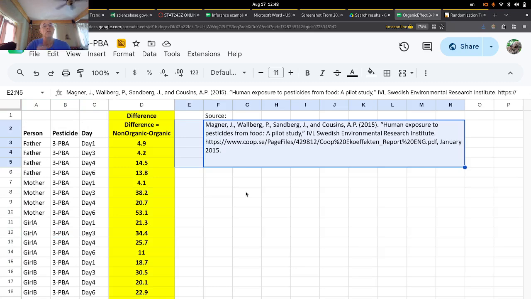So what I want to do is for each person for day 1, 3, 4, and 6. So day 1, non-organic, how much 3 PBA was in their system versus day 1 of organic, how much 3 PBA is in their system. And so this would be the difference of non-organic minus organic. So if the difference is positive, that means there was much more of the 3 BPA in their system when they were eating the non-organic and not much eating the organic.